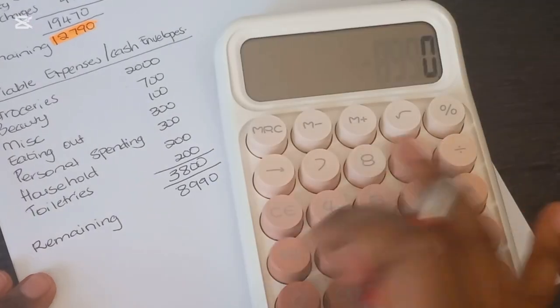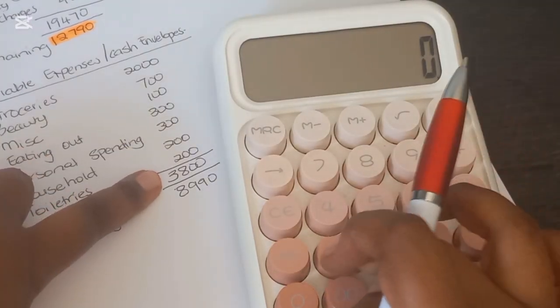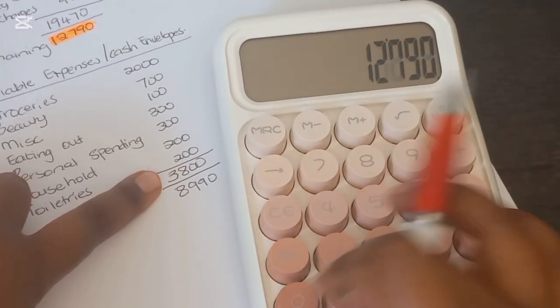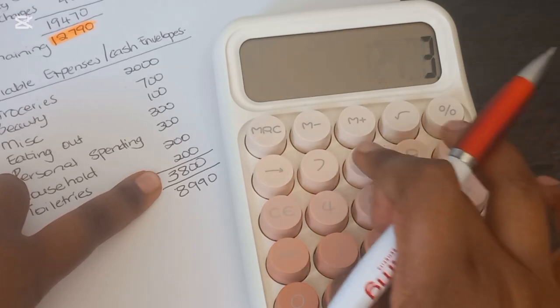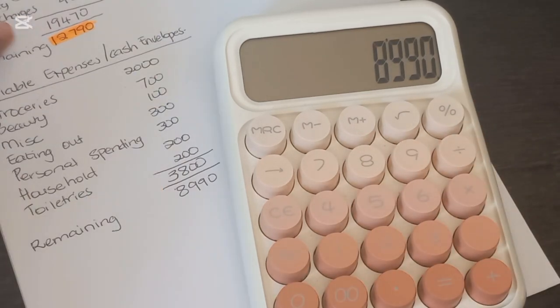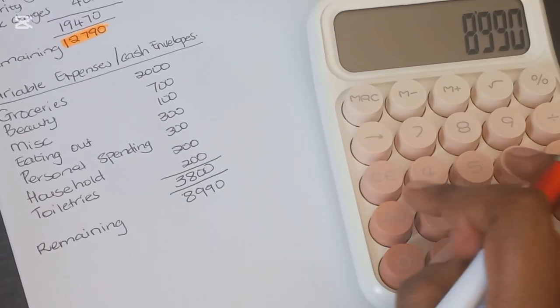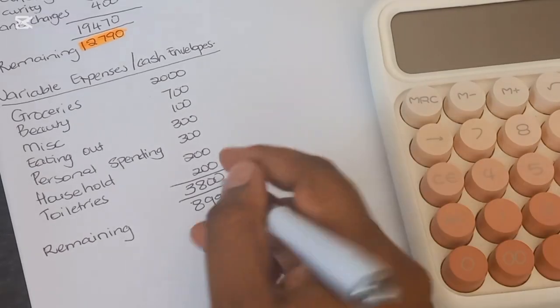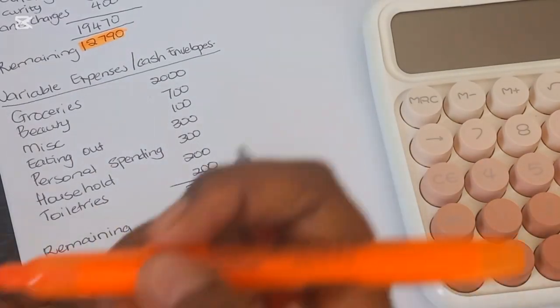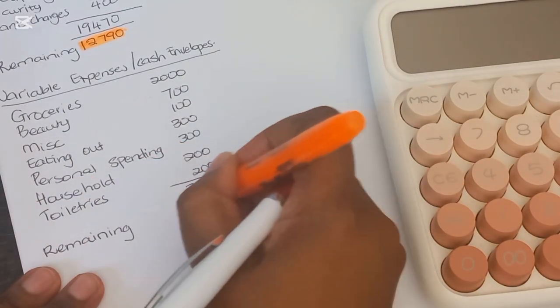Okay, this is because I subtracted the 3,800 from the 12,790 that was remaining from the initial fixed expenses. Okay, so now I have 8,990 left to work with.